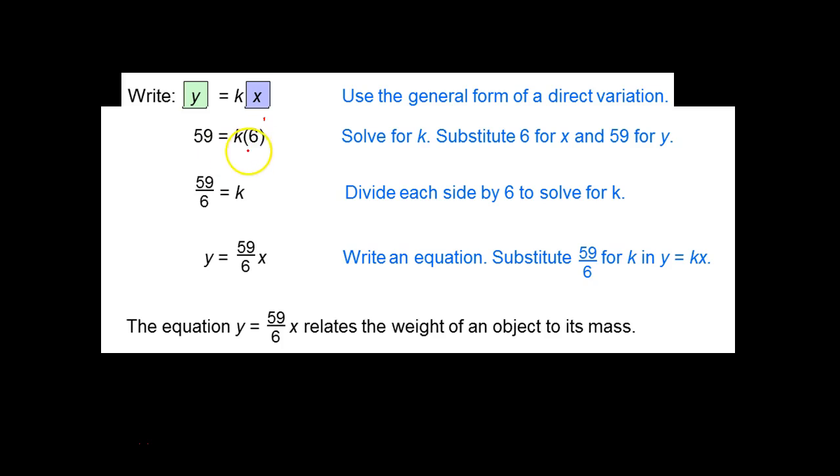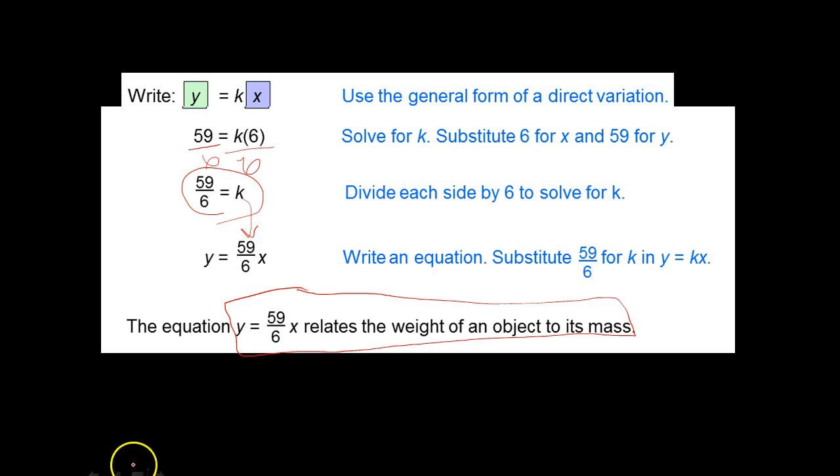So when you plug in, we need to divide. We're trying to find that constant here. We're trying to find k. 59 divided by 6 equals k. Take your k value and plug it straight back into y equals k times x form. So my equation, y equals 59 over 6 times x, relates the weight of an object to its mass. So there is your direct variation equation.